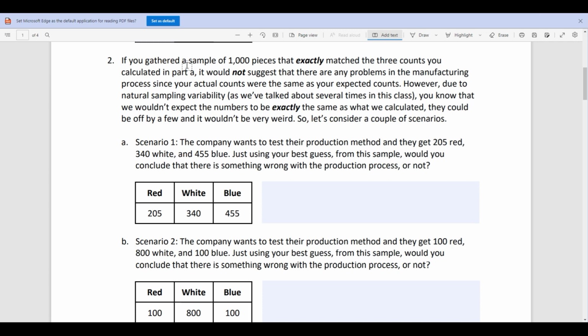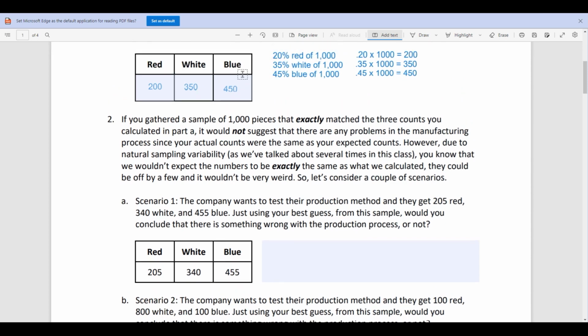Now, if you gathered a sample of 1,000 pieces that exactly matched the 3 counts that we calculated in part A, it would not suggest that there's any problems in the manufacturing process, since our actual counts were the same as our expected counts, right? So if we collect our 1,000 pieces and we get exactly 200 red, exactly 350 white, and exactly 450 blue, then this does not suggest there's a problem, right? We would say there's no problem here. It's coming out exactly as we would expect.